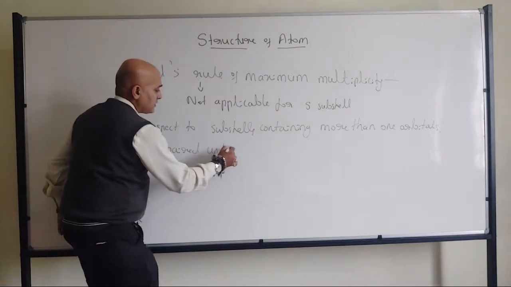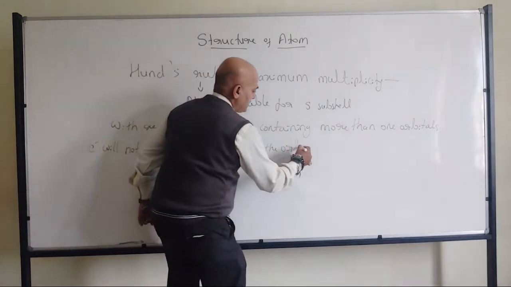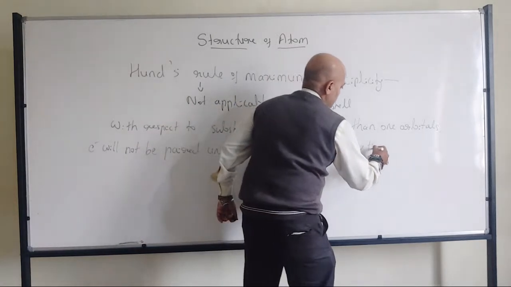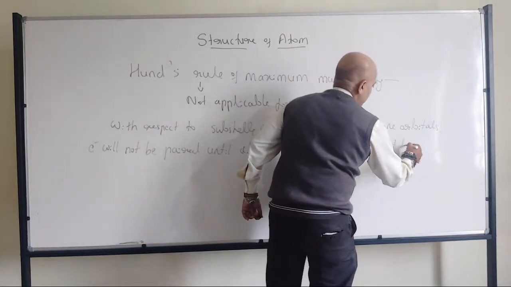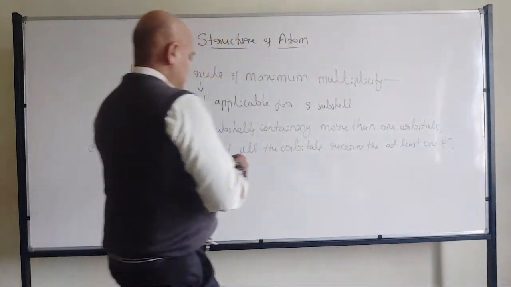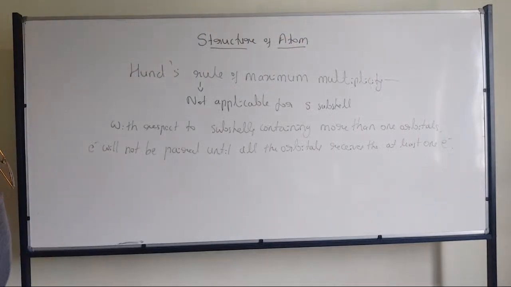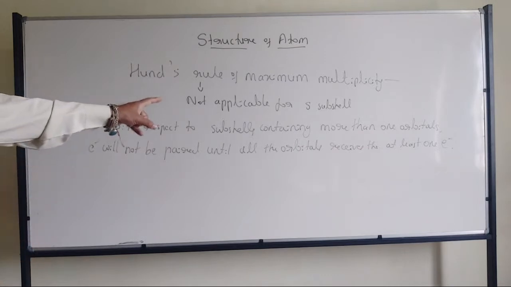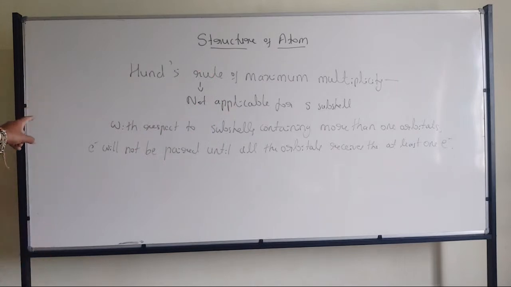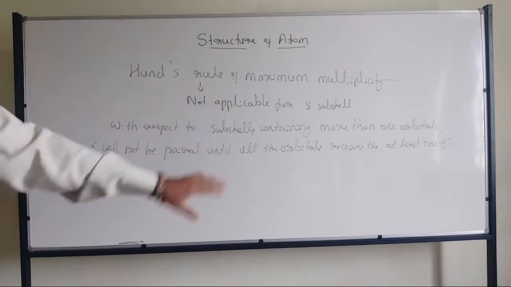until all the orbitals receive at least one electron. All the orbitals receive at least one electron. So that's what Hund's rule of maximum multiplicity talks about, with respect to subshells containing more than one orbital. Electrons will not be paired until all the orbitals receive at least one electron.